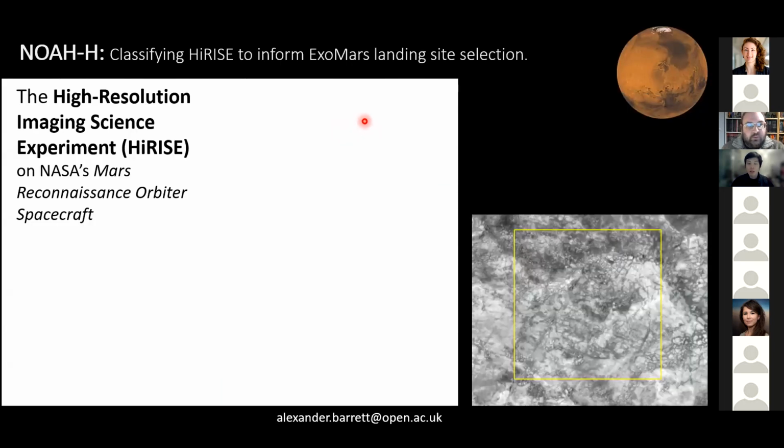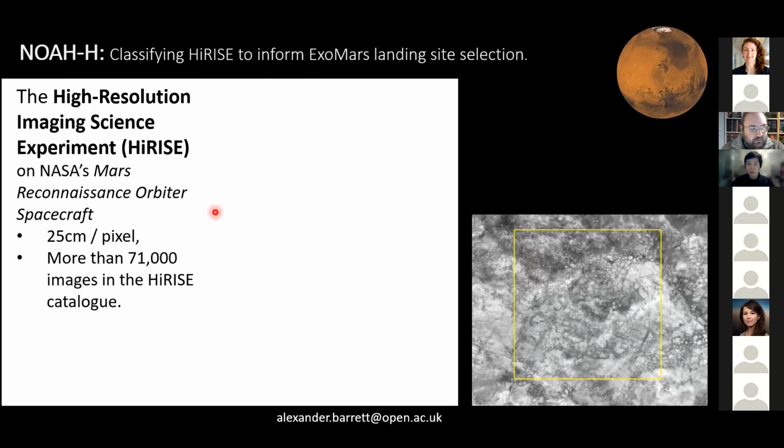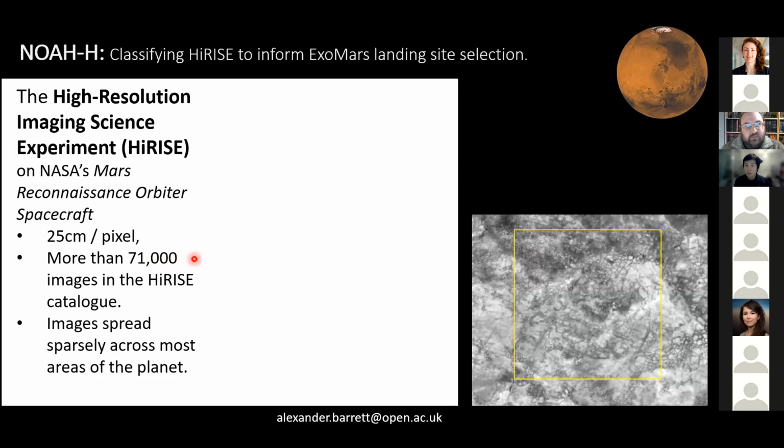To do this, we want to use the highest resolution data available. For Mars, that's the HiRISE instrument on Mars Reconnaissance Orbiter. This maybe needs no introduction, but it's a 25 centimeter pixel camera. There are more than 71,000 images, probably even more since I last updated these slides, and they are spread fairly sparsely over the planet. In our landing site, we've got relatively good coverage of the 1 sigma ellipse, the area where the rover is most likely to land, and fairly good partial coverage over the 3 sigma ellipse, the area where it's improbable that it will land, but it might.